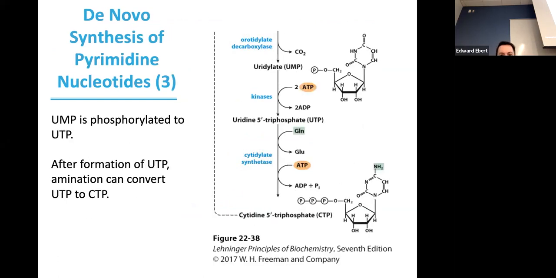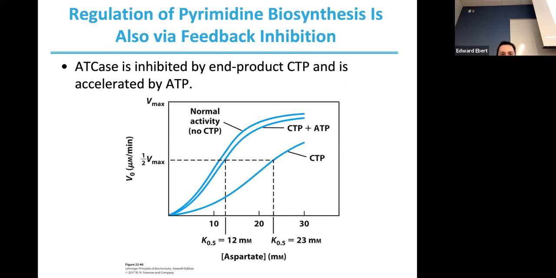Okay. How do we regulate this? Again, feedback inhibition: the end product CTP inhibits, and it's accelerated by ATP. So if we have lots of ATP, we're going to say, we don't need ATP or GTP, make more CTP and UTP, TTP, depending on what we have there. So we can see our normal activity. We're not going to make any with no CTP there. If we have lots of CTP, then this enzyme slows down as it feeds back.